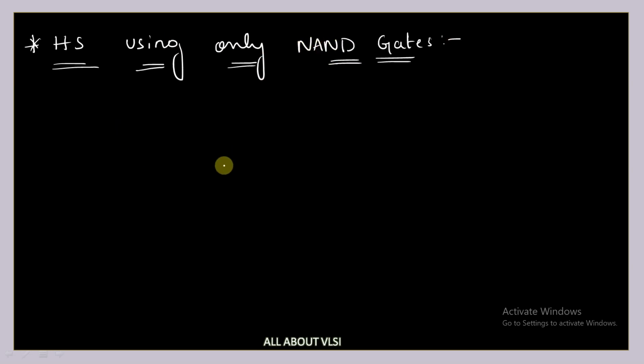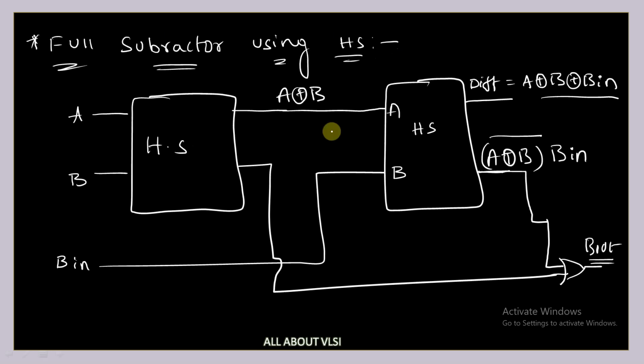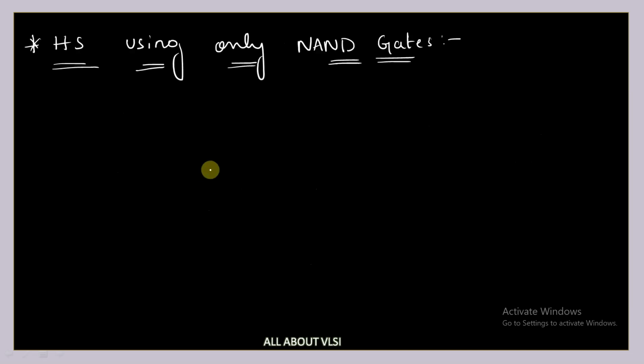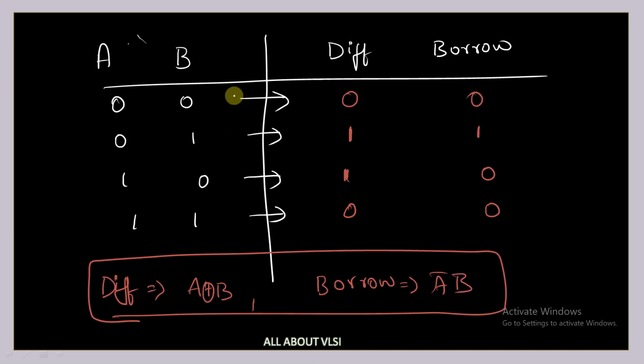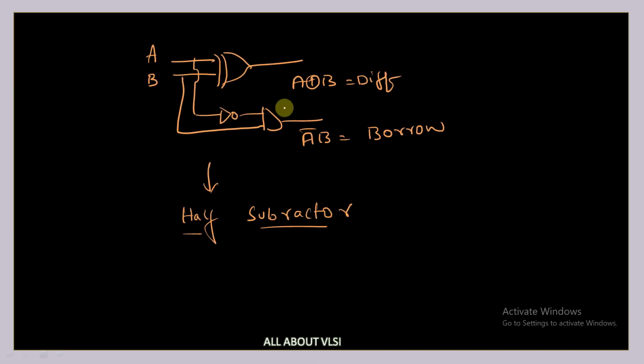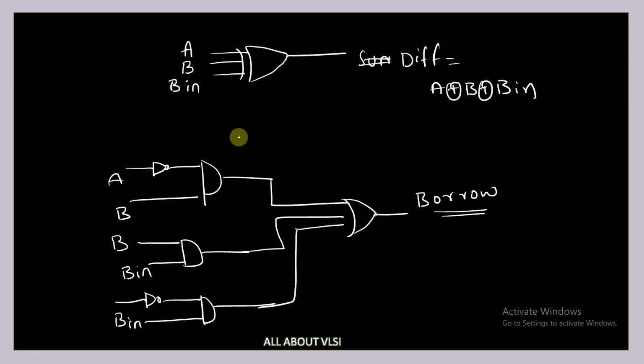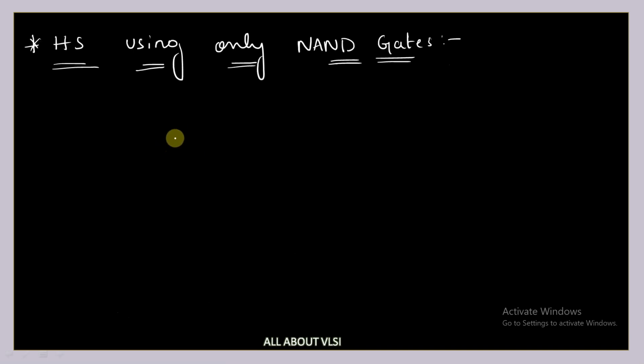Next, let us try to implement the half subtractor using only NAND gates. Now, how to implement the half subtractor using only NAND gates? You can again take the reference of these two half subtractors. Using a half subtractor, what we have implemented is an XOR gate and one simple AND gate. So I'm going to implement the AND gate first using only NAND gates. So how to implement this?